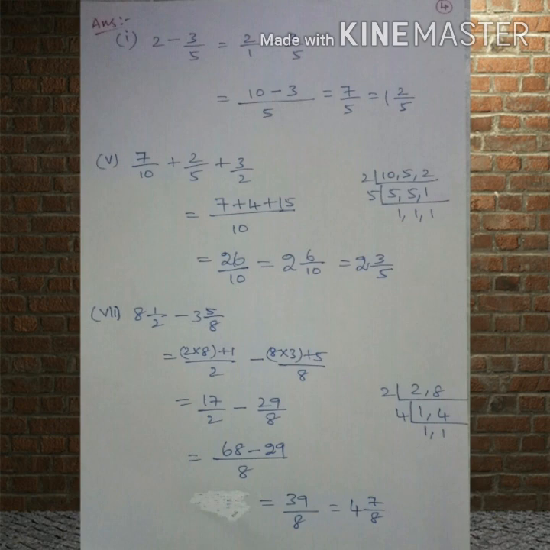Next, fifth subdivision, 7/10 plus 2/5 plus 3/2. We have to take the LCM of the denominators. Here the denominator values are 10, 5, 2.